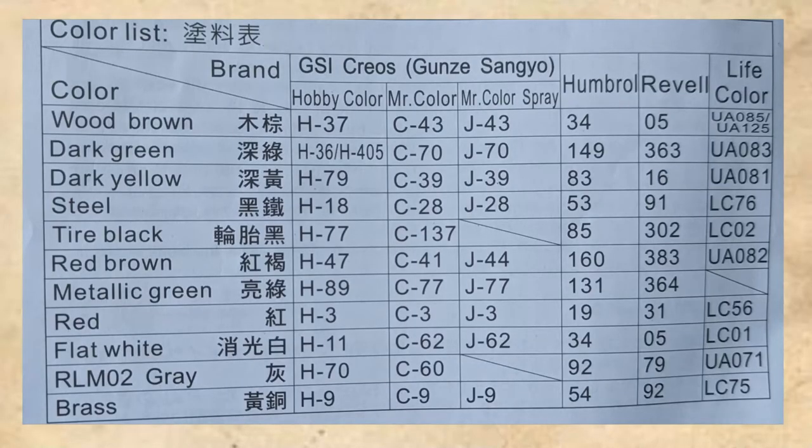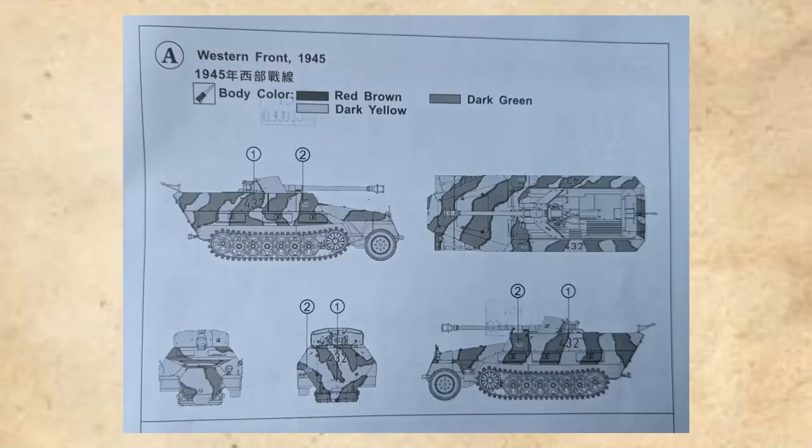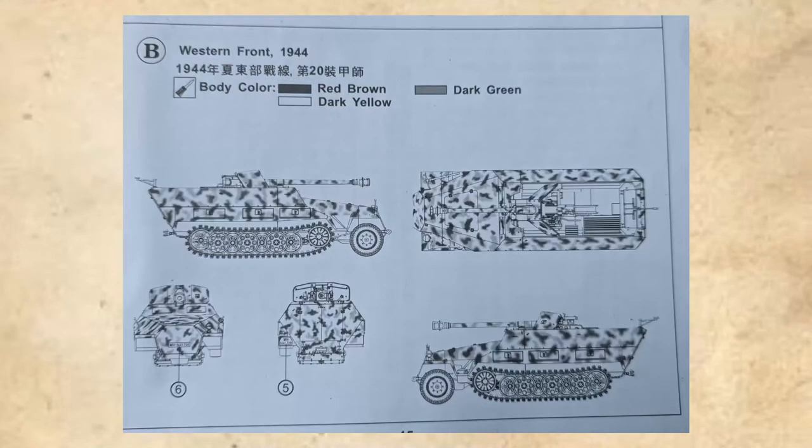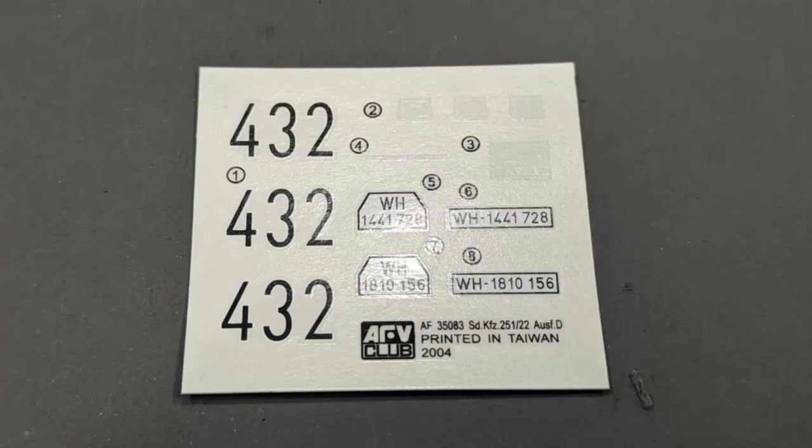There are colour call outs for Hobby Colour, Mr. Colour, Mr. Colour Spray, Homebrew, Revell and Life Color. There are marking instructions for two versions, both Western Front, one 1945 and one 1944. There's only a small decal sheet supplied, but they're nice, good detail.